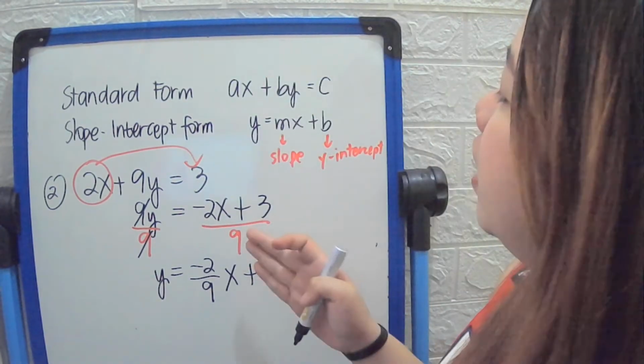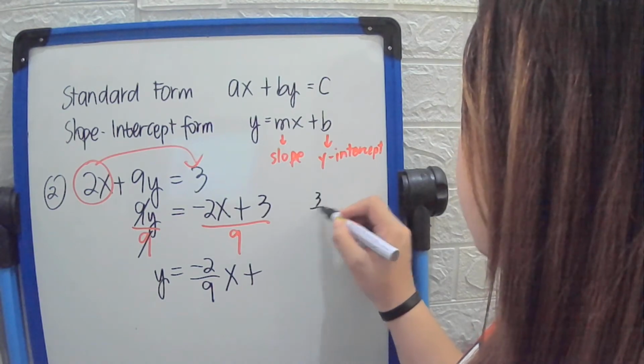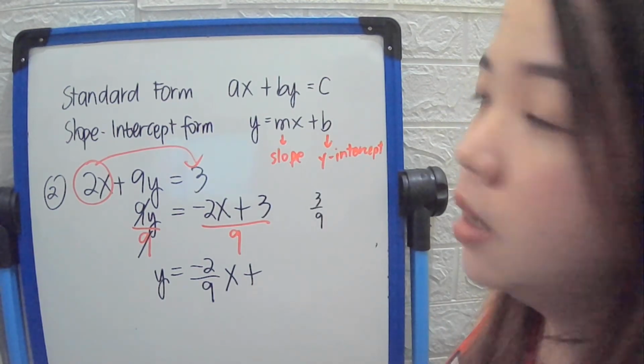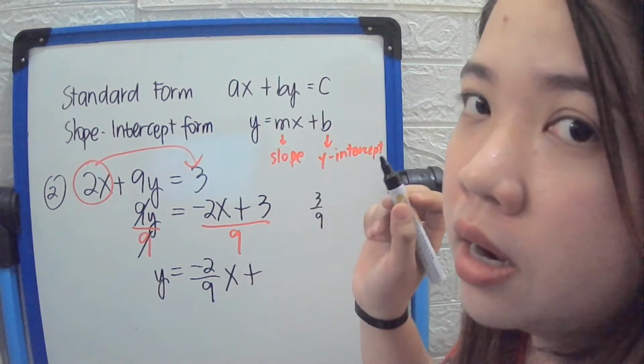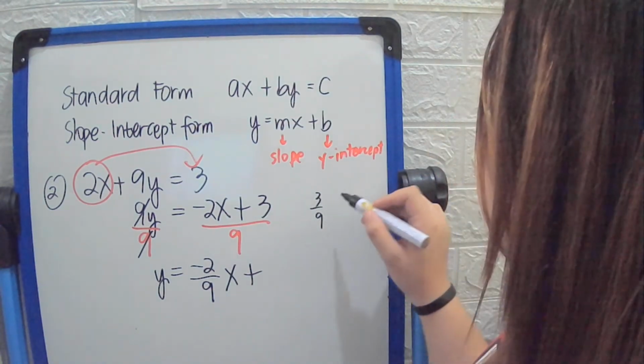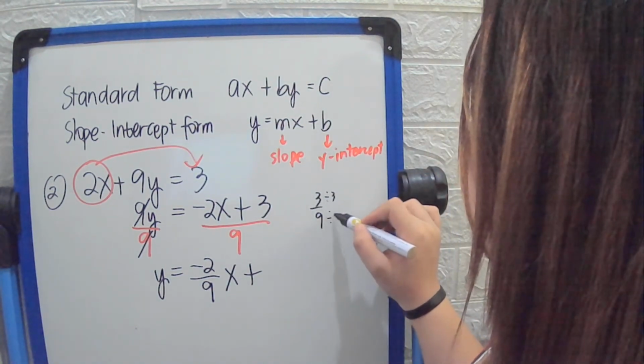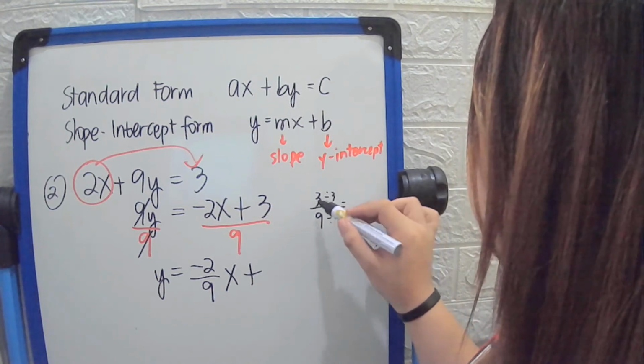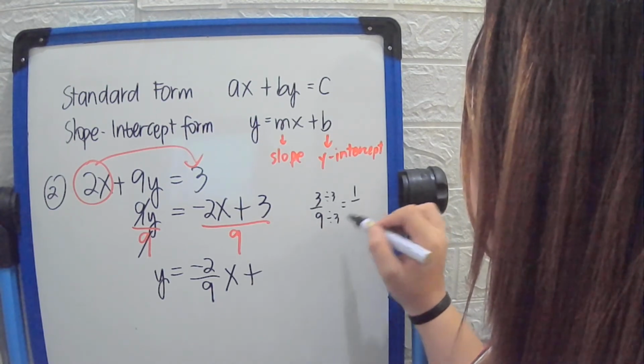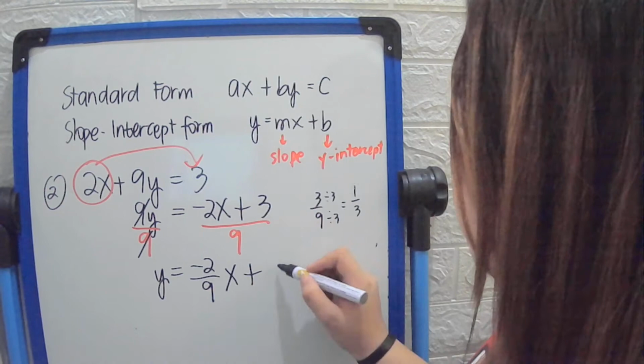Okay, so 3 divided by 9, both numbers are divisible by 3. So, kung i-divide natin siya by 3, so ito yung GCF ha. 3 divided by 3, that's 1. 9 divided by 3 is 3. So, yung 1/3, siya na yun nandito.